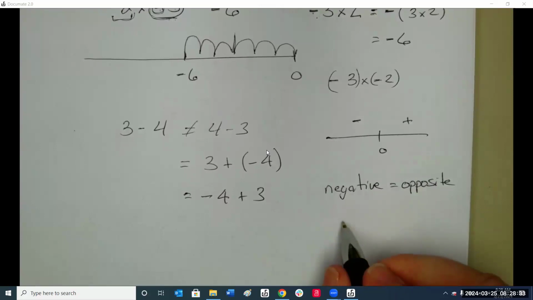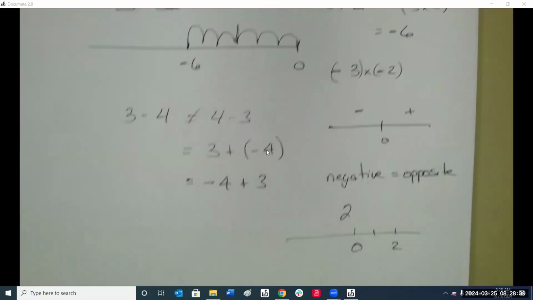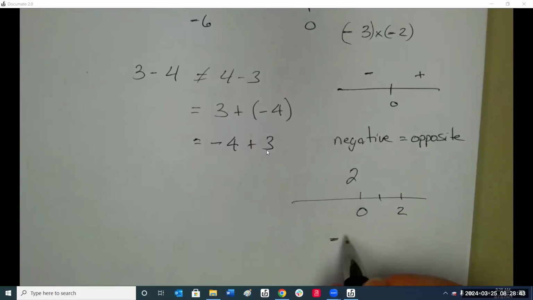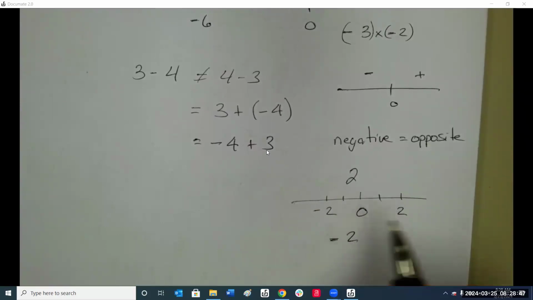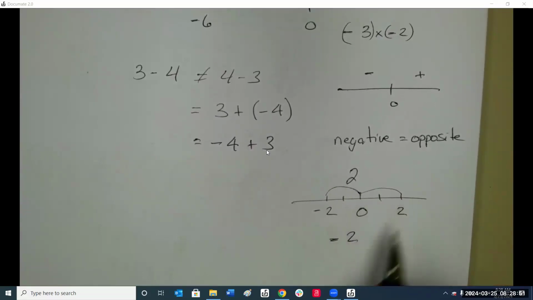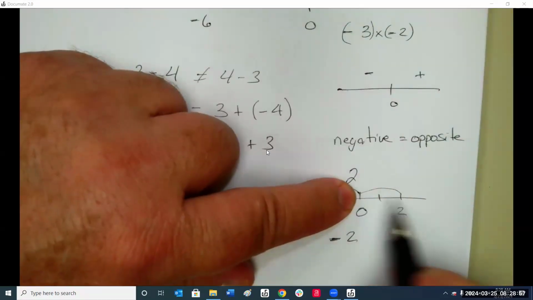So if we have a number two, it is on the right side of the zero. But -2 is two spaces, but on the other side. They're the same distance apart away from zero. But this one says go to the left. In other words, they're used to going this way.